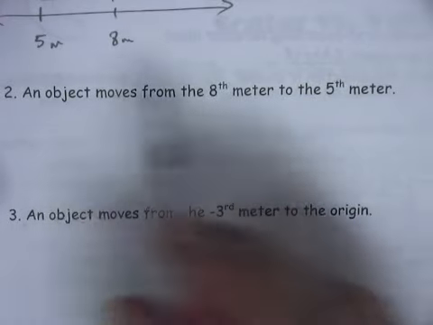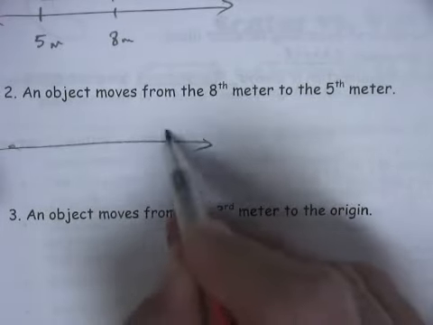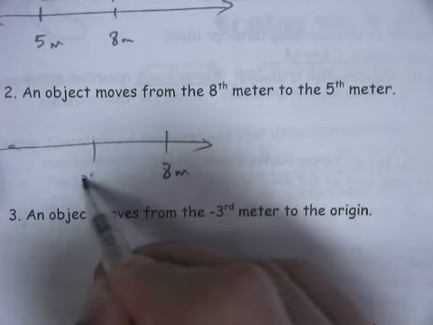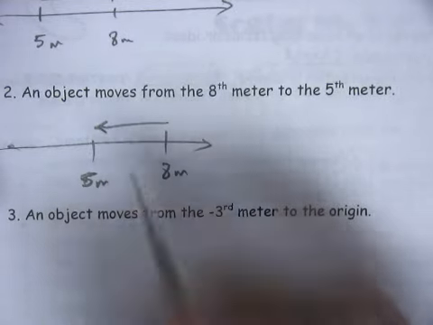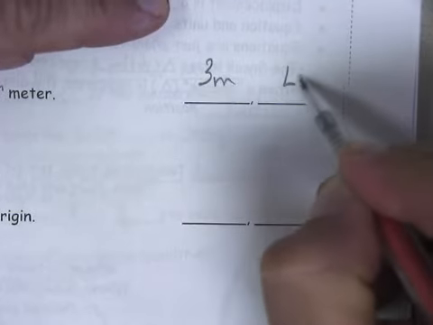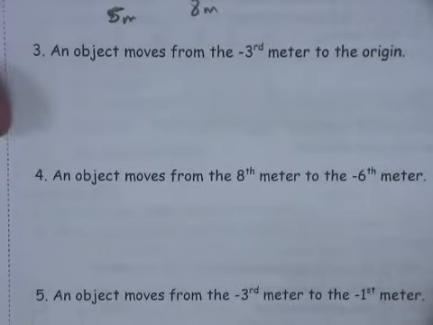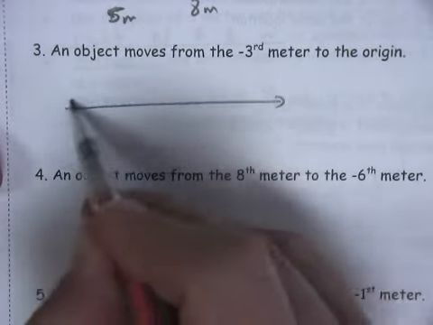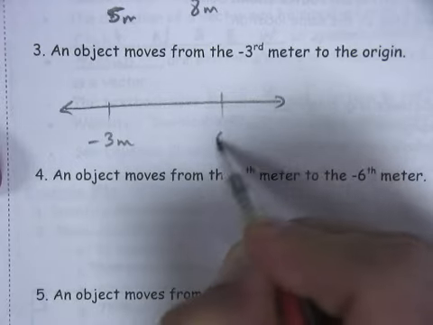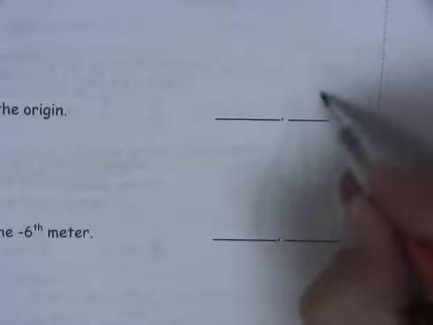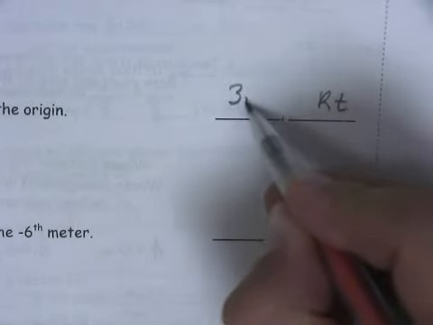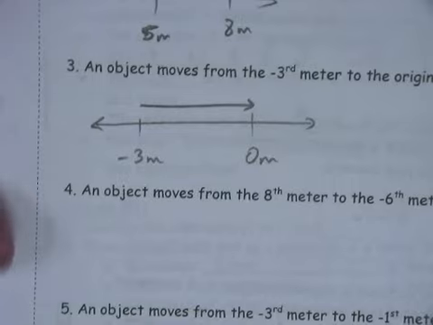All right, the second one, we're going to be at the 8th and we're going to the 5th. So here's the 8th meter, and there's the 5th meter. Almost looks like a -5 there. If we go from the 8th to the 5th, we're moving in that direction, so that's going to be to the left. So I'm going to go 3 meters to the left. Okay, the next one, an object moves from the 3rd meter to the origin. Or, I'm sorry, from the -3rd meter to the origin. So -3 meters sits over here, 0 meters from here. We're going to start here and go here. So we're moving to the right, and we went 3 meters to the right.